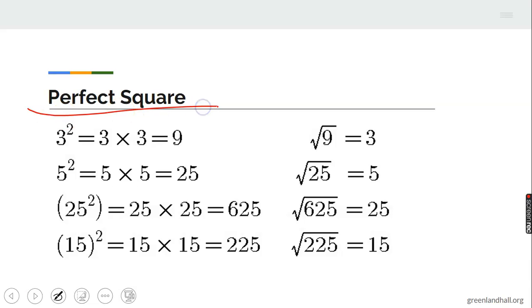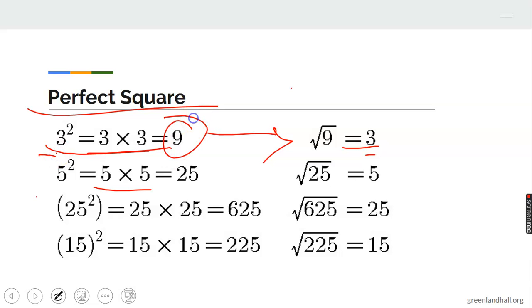Now perfect square, you can see that 3 square is the same thing as saying 3 times 3 equals 9. 5 square is the same thing as saying 5 times 5 equals 25. Now look at this side. The square root of 9 equals 3. It's just like the reversal of what we have done here, or like the opposite. Now to move from 3 square, we get 9. Now to move from 9 to give us 3, you use square root.